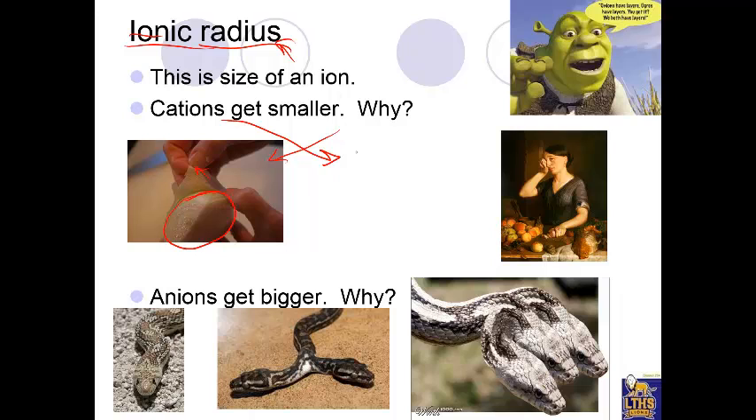What happens to cations? They lost outer electrons. So cations are smaller than the original atoms. Cations get smaller by losing their outer electrons.